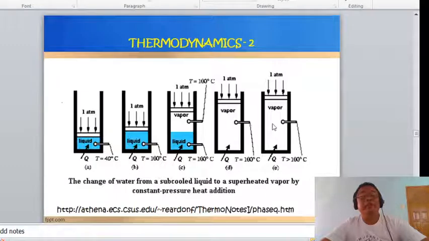For the superheated vapor now, of course the temperature is greater than 100, so there is a degree of superheat. Take note that the volume again increases from the original volume occupied by the vapor.